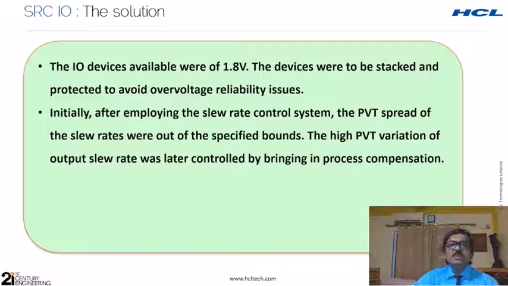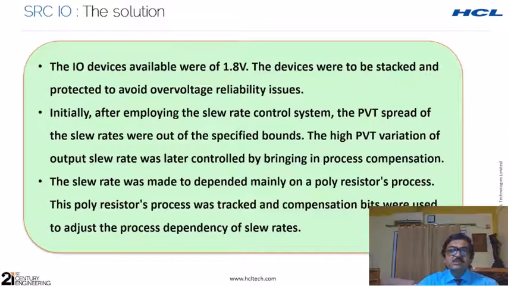And there was another issue here: the slew rate and PVT really spread. We had a lot of spread in the slew rate across the PVT, and this variation had to be taken care of. We did that by bringing in process compensation with the slew rate, managed with the poly-resistor process that was tracked, and the compensation bits were used to adjust the slew rates.